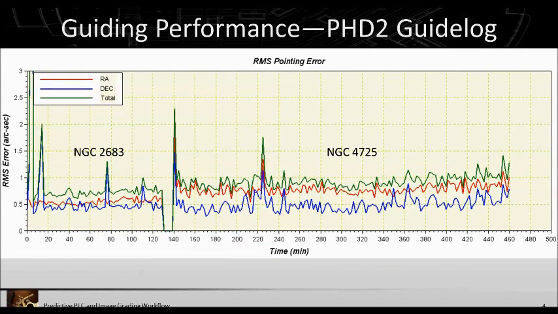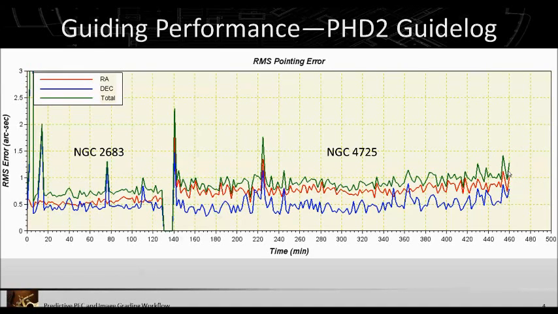This is an image from an analysis of the guide log from one of the nights. I think I had a good 4 nights of imaging there in sequence. But this is one of the nights. And basically, I started out looking at NGC 2683. I picked it up just when it was dark enough to do imaging right at the meridian, followed it down for a couple of hours, then switched over to NGC 4725 just as it passed the meridian, and followed it down for the remainder of the evening.